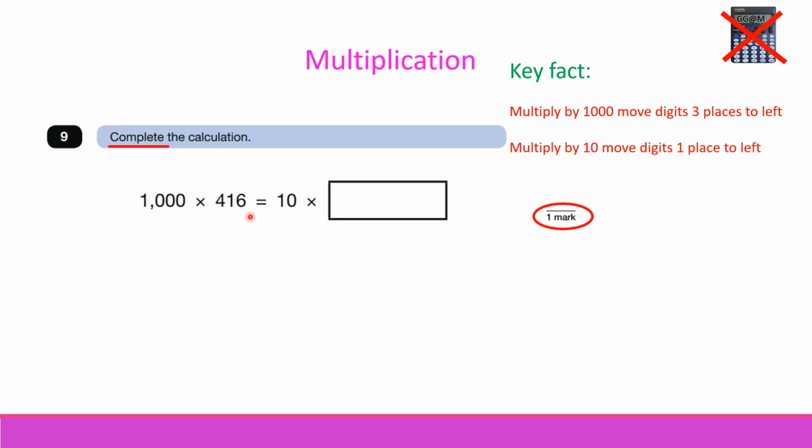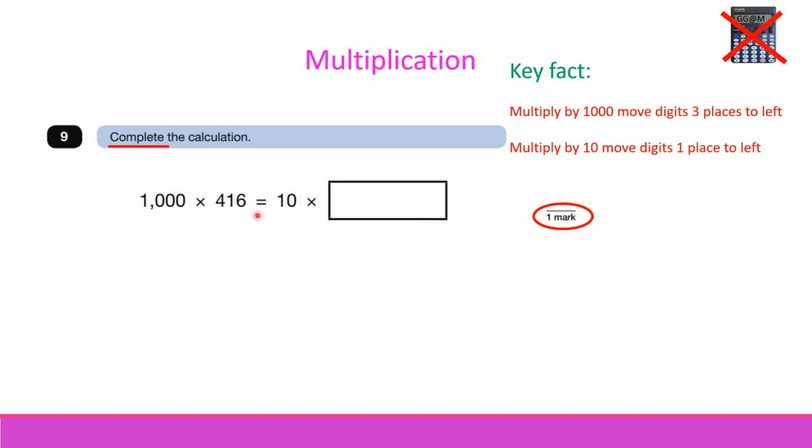Have a go at working out the calculation on the left, then see if you can work out what is going to be in the box on the right hand side. Press pause while you think about your answer and get it written down, then press play when you're ready to hear the answer. Well done guys, hopefully you've managed to come up with a great answer.